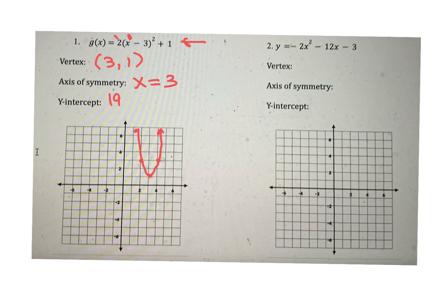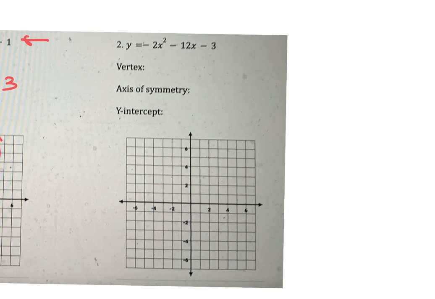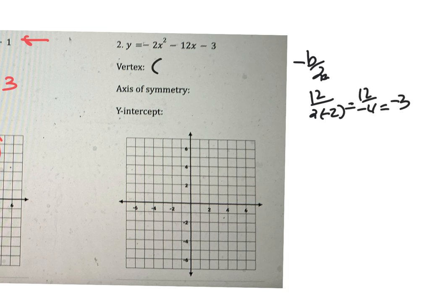Number 2, you need to find the vertex. Because it's in standard form, we go to negative b over 2a. So negative b would be 12. A is negative 2. That gives me 12 over negative 4, which is negative 3. So my vertex is going to be negative 3 something. Also, that tells me my axis is x equals negative 3. To find the y part of the vertex, I've got to plug the negative 3 in for x. You can do this on your calculator if you would like.